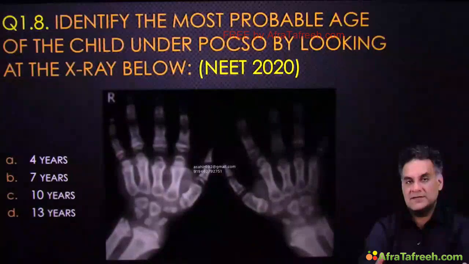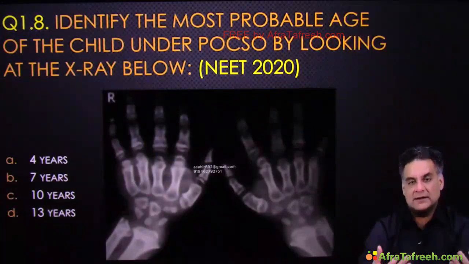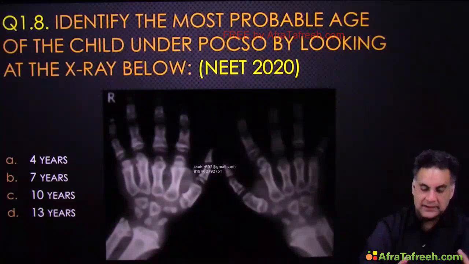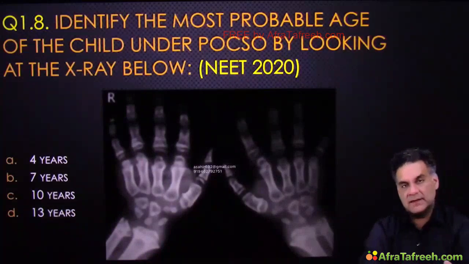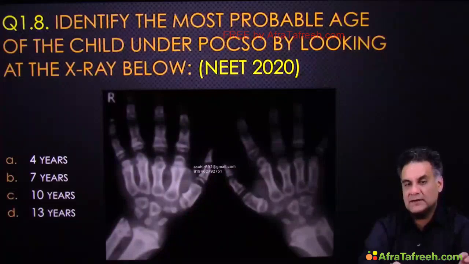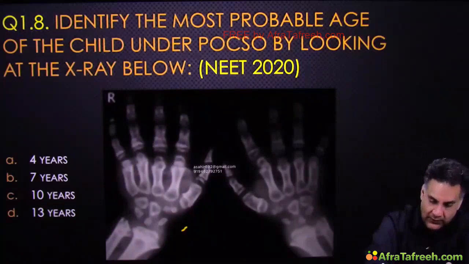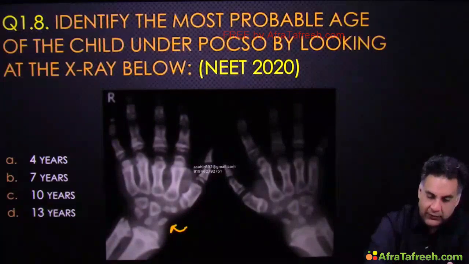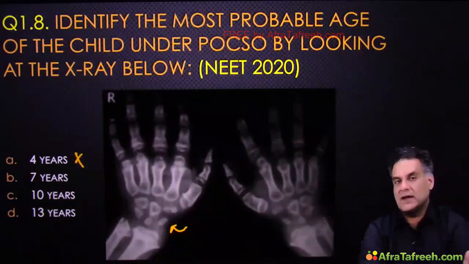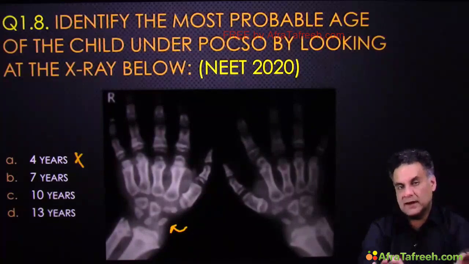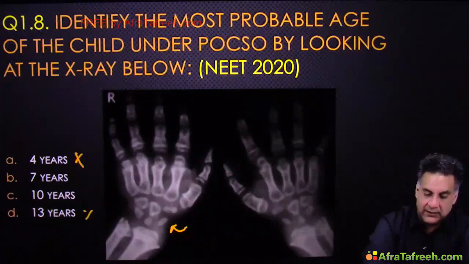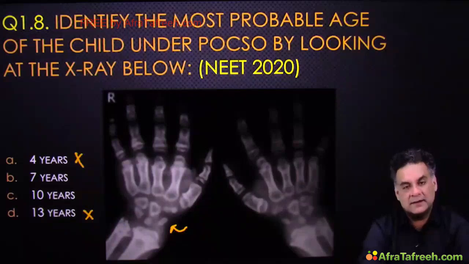Identify the most probable age of the child under the POSCO. When you look at this image, you should remember that the scaphoid ossifies at the age of 5. So you can see scaphoid. So 4 years is out. Since all the carpal bones are not there, the last carpal bone to appear is pisiform. So the age cannot be 13. So now you have 7 and 10.